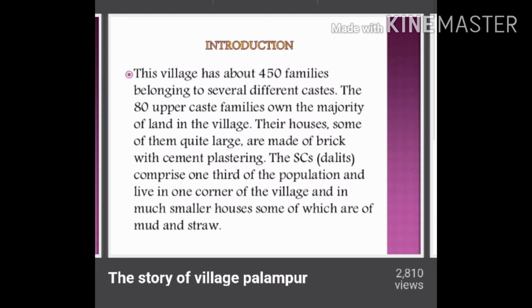So this village has 450 families belonging to several different castes. The 80 upper caste families own the majority of the land. Some of their houses are quite large and are made of bricks with cement plastering, whereas the SCs, the Dalits, comprise one third of the population and live in one corner of the village in much smaller houses, some of which are of mud and straw. So this is the simple structure of a village which consists of 450 families.